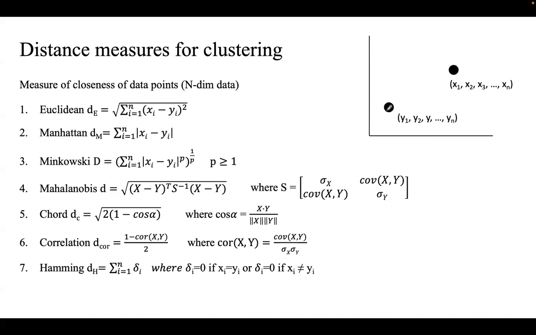Another way is that when you have these two points, you make vectors out of them, something like this, and then you find the cos alpha value. Using that, you're able to find the distance. That's the chord distance. Another distance can be calculated using the correlation between these two vectors. Typically it's Pearson's correlation, and you can find the correlation distance between them.